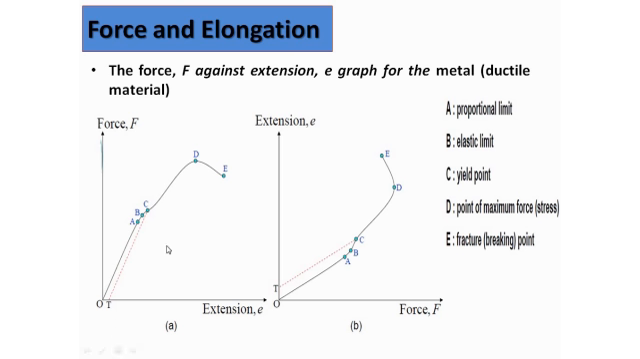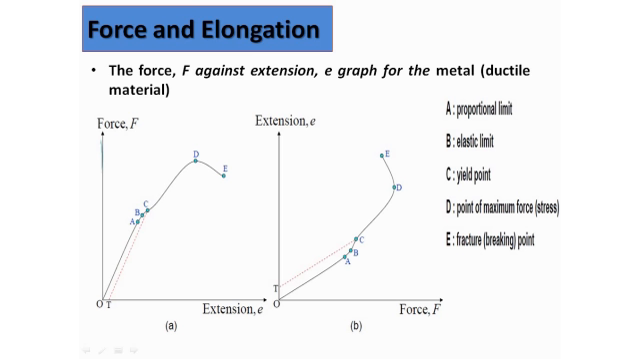Let us plot the points. Here you can see in this plot we have different coordinates A, B, C, D and E. So what is A? This A coordinate is known as the proportional limit. B coordinate is the elastic limit. C coordinate is the yield point. D coordinate is the point of maximum force, that is the stress. And E coordinate is the fracture or breaking point. So if we plot the force against the extension in the case of the ductile metal, we are going to get this type of graph.